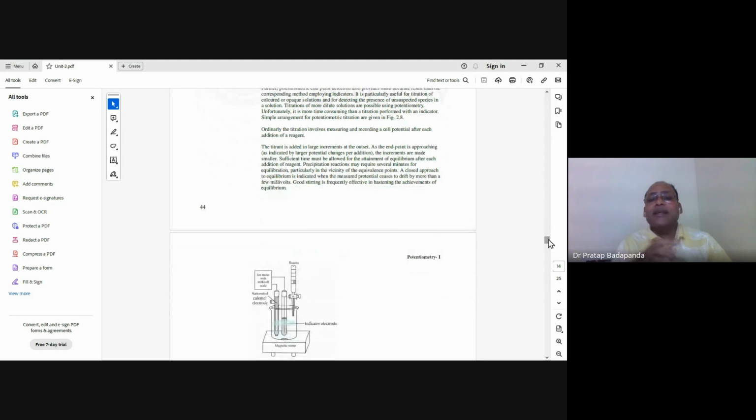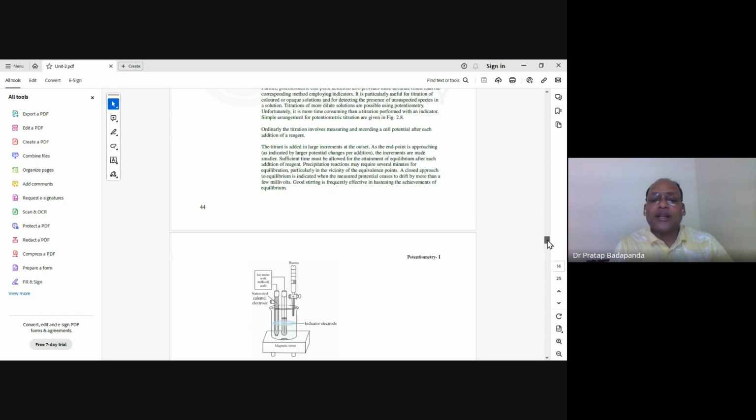Now, the titrant is added in large increments at the outset, and as the endpoint approaches, the increments are made smaller. Sufficient time must be allowed for the attainment of equilibrium. As it's a slow reaction, you have to give more time. As you know, a titration is a time-taking procedure. Precipitation reactions may require several minutes for equilibrium, particularly in the vicinity of the equivalence point.